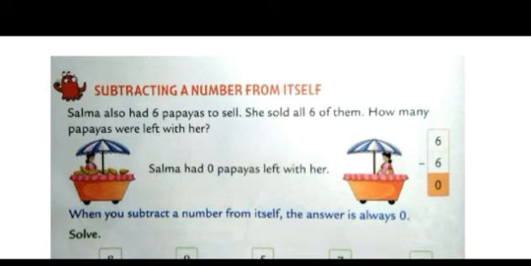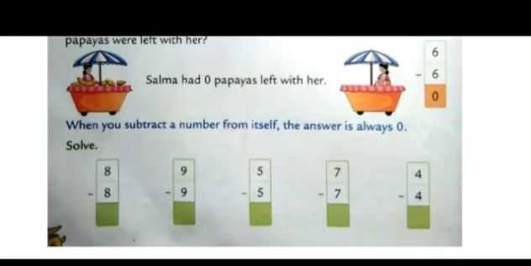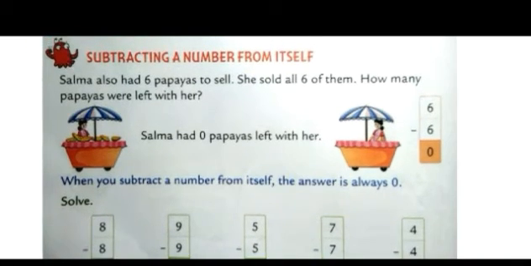Now scholars, we move on to a new topic on the same page. Page number 56. Subtracting a number from itself. Salma also had 6 papayas to sell. She sold all 6 of them. How many papayas were left with her?